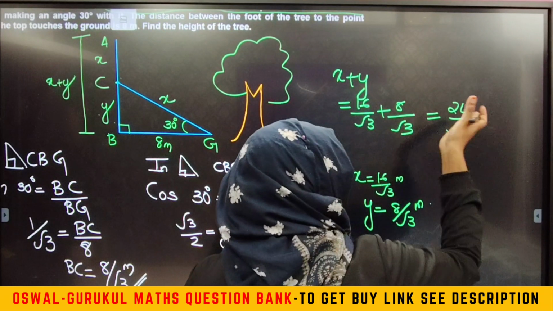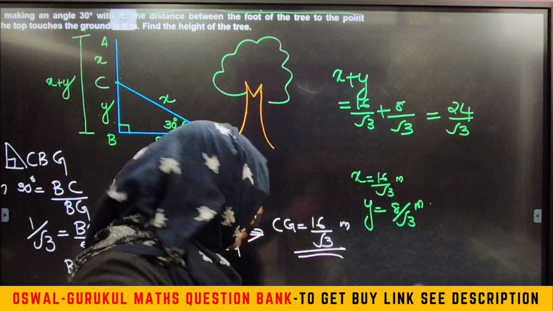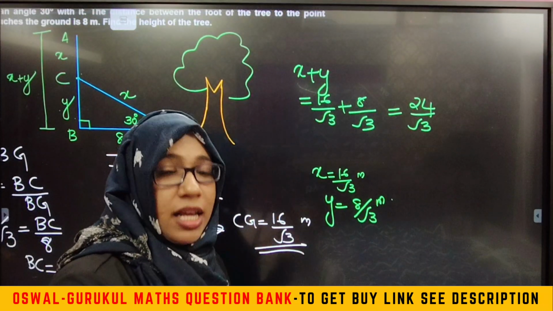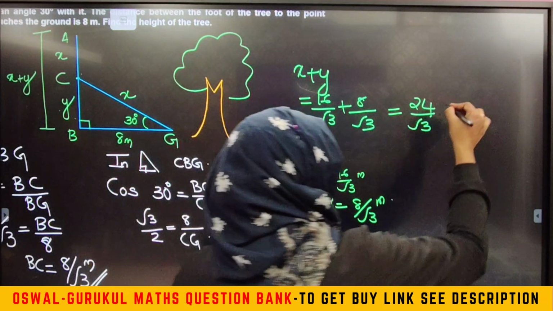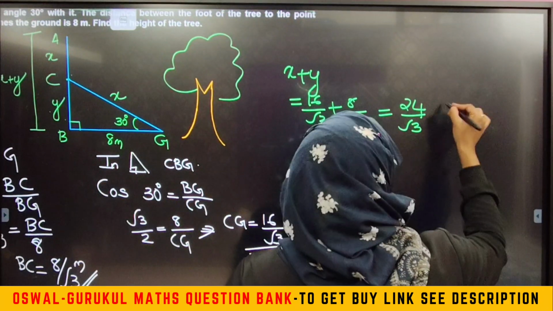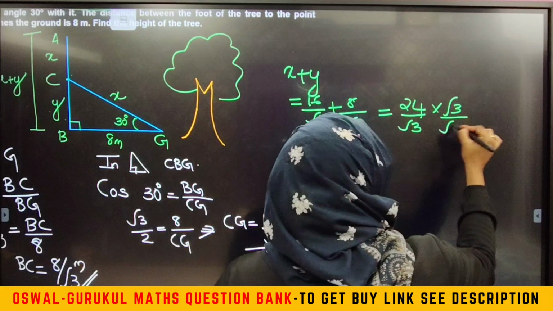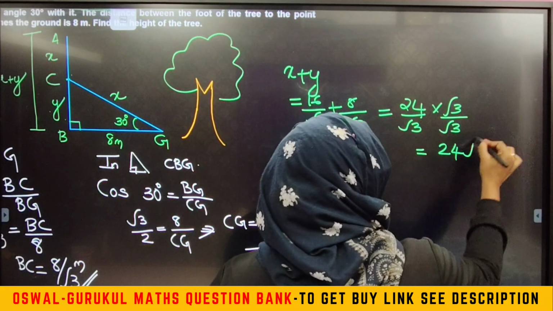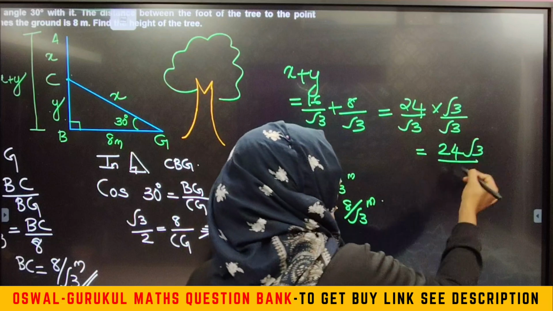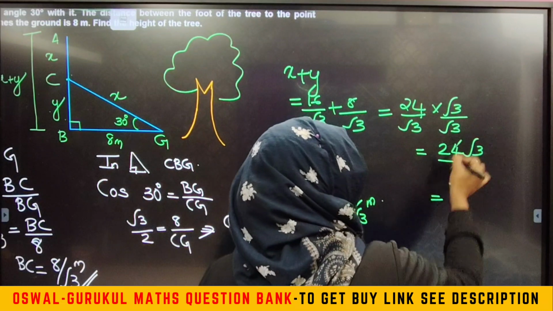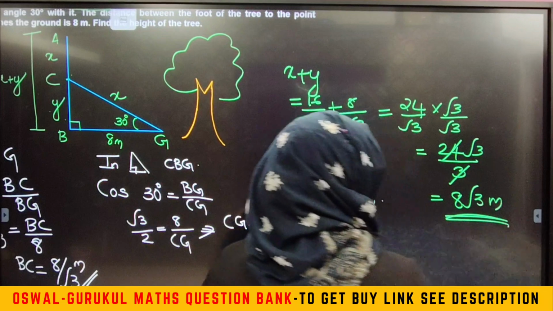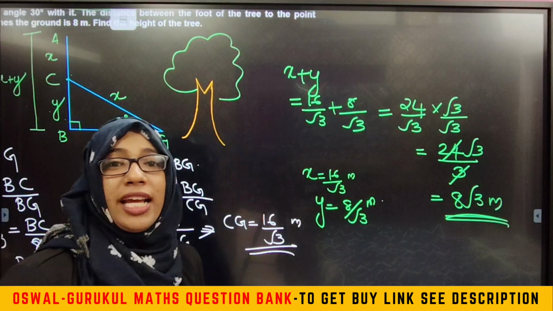So the fraction we got here has a denominator that is an irrational number. So what you have to do is make it rational. Rationalize the denominator of the fraction by multiplying by root 3 divided by root 3. Okay, so you will see 24 root 3 divided by root 3 into root 3, which is 3. Okay, so this will cancel, and 8 root 3 meter. 8 root 3 meter is the height of the tree.